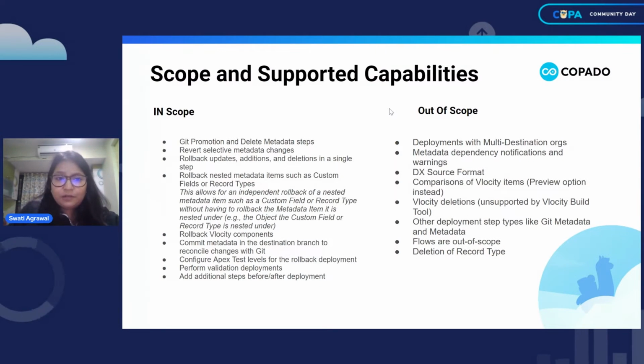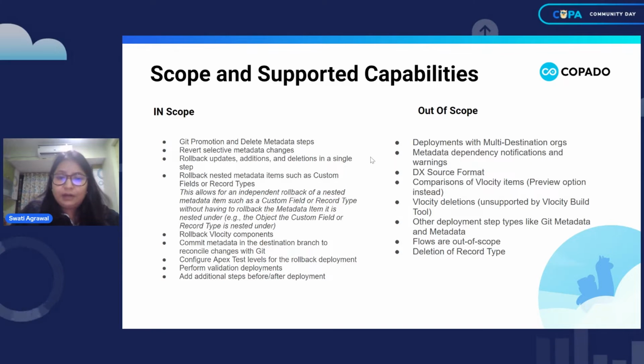Let's discuss the scope and the supported capabilities. First, we discuss the in scope, and then we'll move on to out of scope items. In scope: git promotion and delete metadata steps are supported. You can revert selective metadata changes, rollback updates, additions, and deletions in a single step. You can roll back nested metadata items such as custom fields or record types, rollback Vlocity components, and commit metadata in the destination branch to reconcile changes with Git.